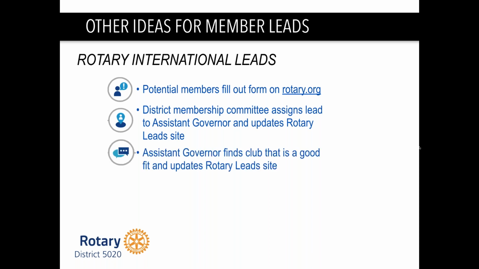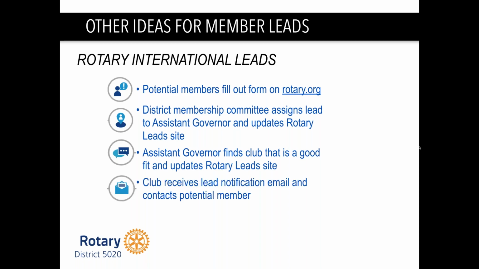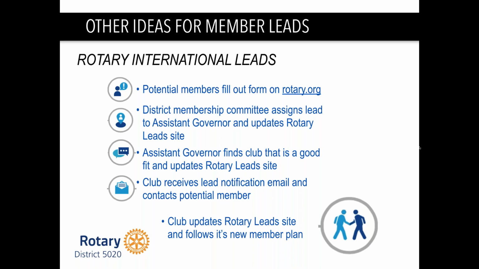The AG then contacts the lead and finds a club that is a good fit for their schedule. The AG then updates the RI website to let Rotary International know that the lead has been assigned to a club. This prompts the system to generate an email that the club should receive. They should then connect with the potential member if the assistant governor hasn't already brought them to a club meeting and introduced them directly. The club would then update the Rotary lead on RI's website to let RI know if they are up for membership or if they're not a good fit for the club. Then the club follows its plan for new members. And at the district level, on top of all of this, we are following up with potential leads at 30 and 60 days to make sure that they've been contacted by somebody and are connecting with clubs.